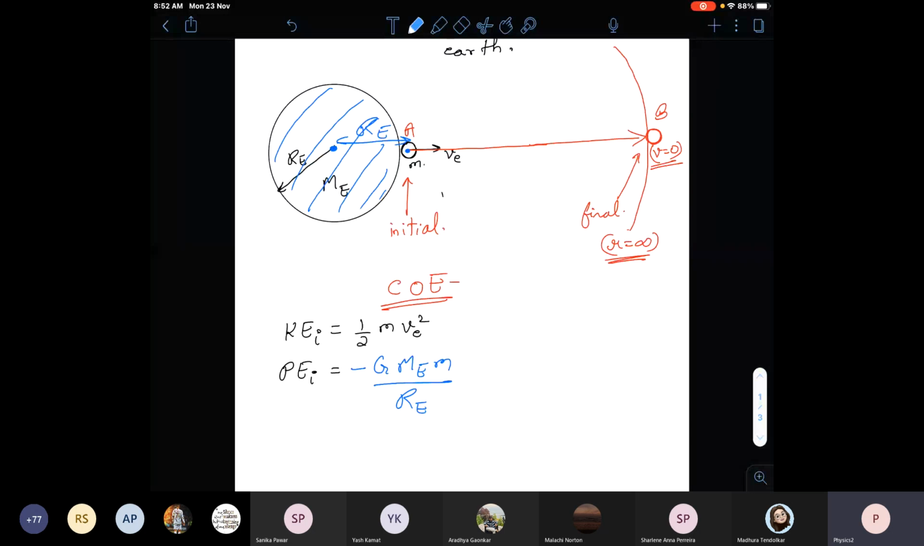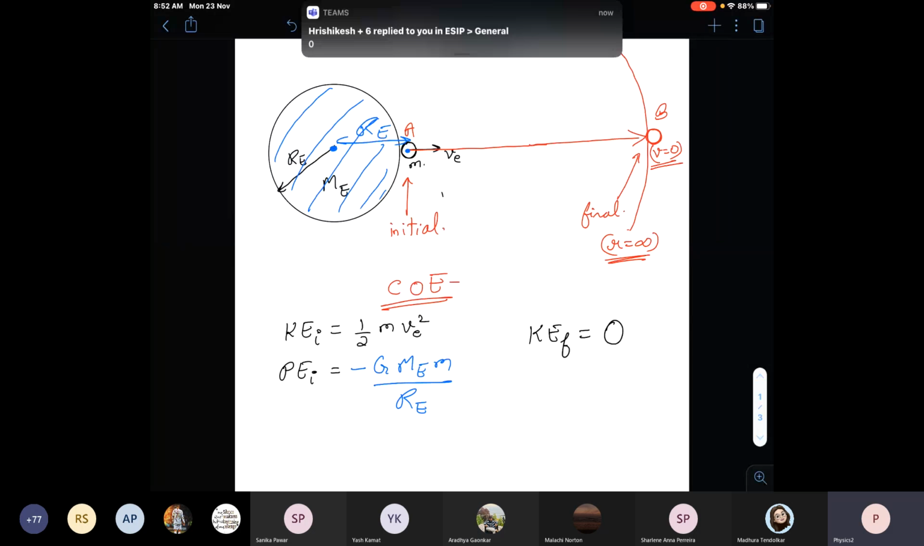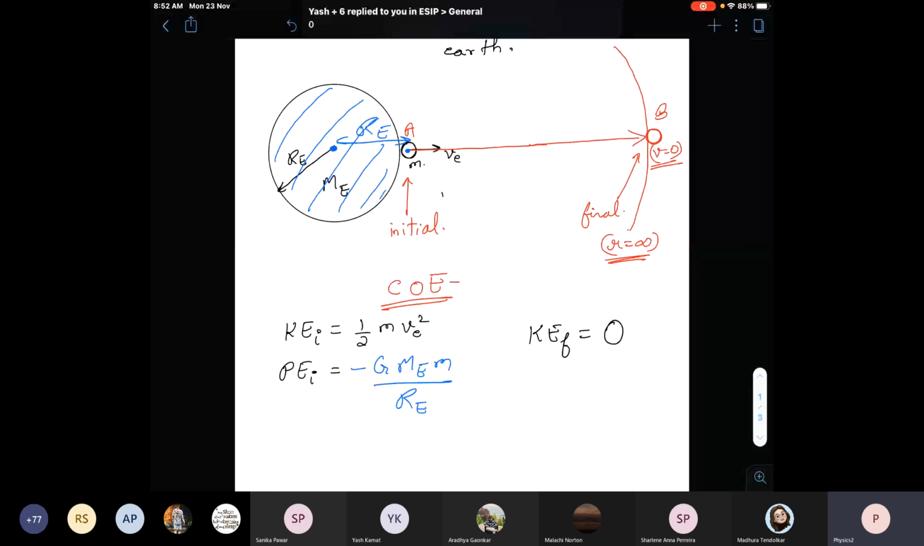Tell me, what is the final kinetic energy? This should be easy. Zero. Brilliant. I've just said that as it reaches point B, the velocity of the smaller mass becomes zero. Hence, the final kinetic energy will be zero. Simple, as simple as that. Nothing to worry about.